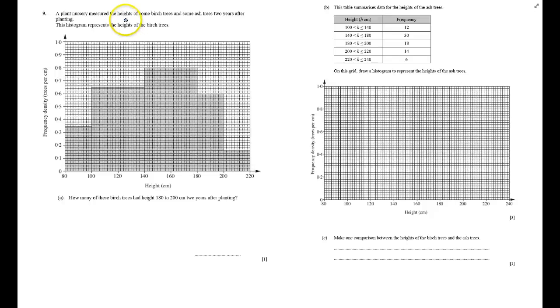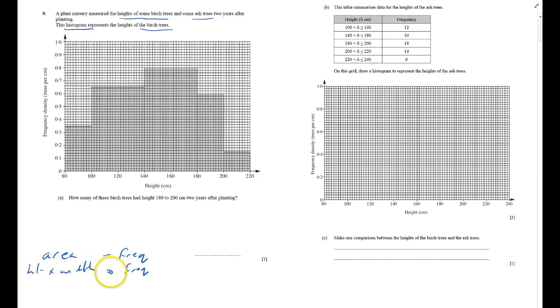Plant nursery, measure some heights, some birch trees and some ash trees 2 years after planting. Okay, this is the data for the birch trees. Histogram. As soon as I see the word histogram, I'm going to write down that the area equals the frequency. To work out the area of a bar, you do the height times the width equals the frequency.